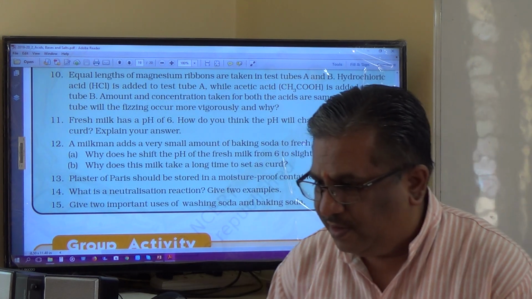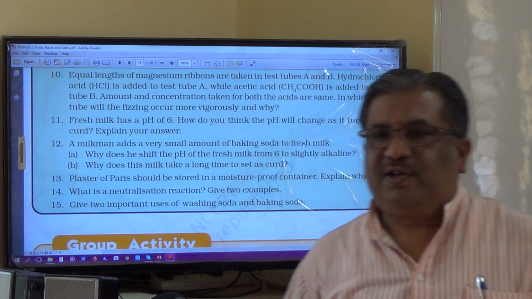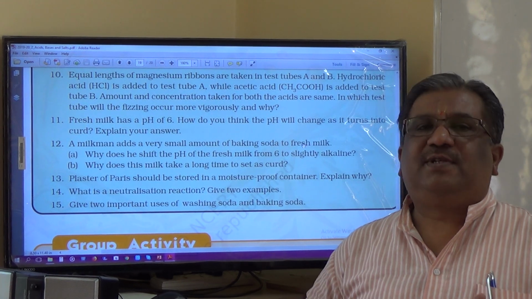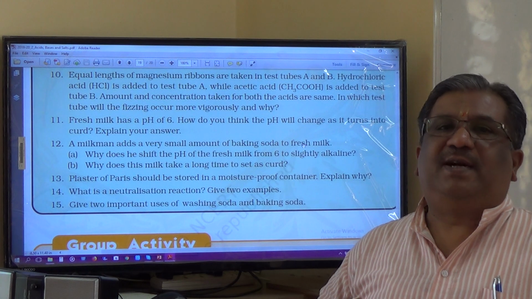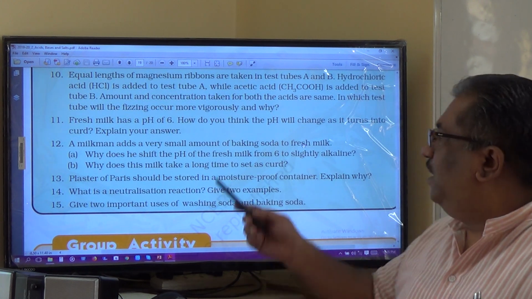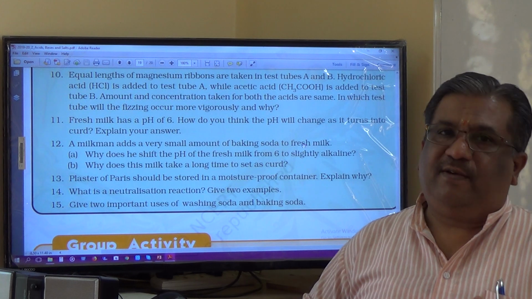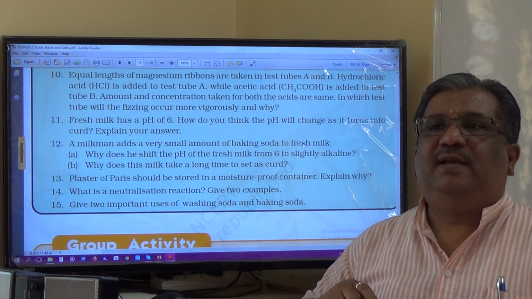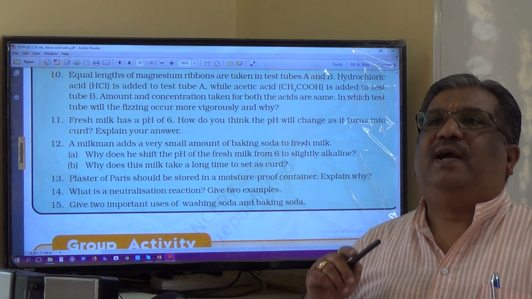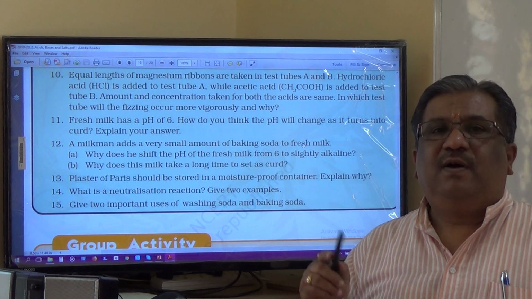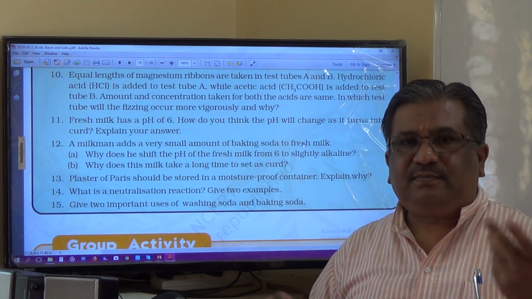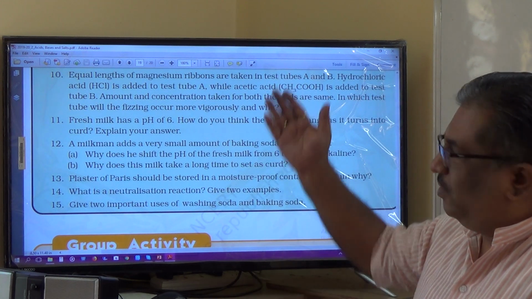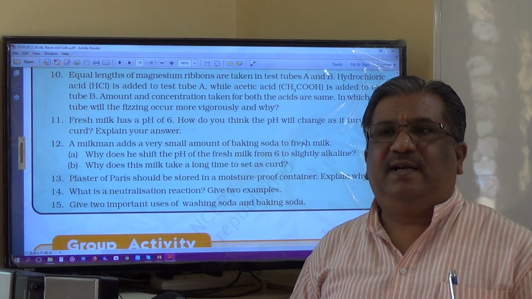Once again, what are the uses of washing soda? Washing soda is used as a cleaning agent in domestic applications. It is used in the treatment of permanent hardness or softening of water. And baking soda is used to make cooking faster, as an antacid, to make the pakoras crispy, and in the manufacturing of baking powder, which is a mixture of baking soda and tartaric acid. These are the applications. So I think we have completed all the question answers of your in-text and out-text questions.